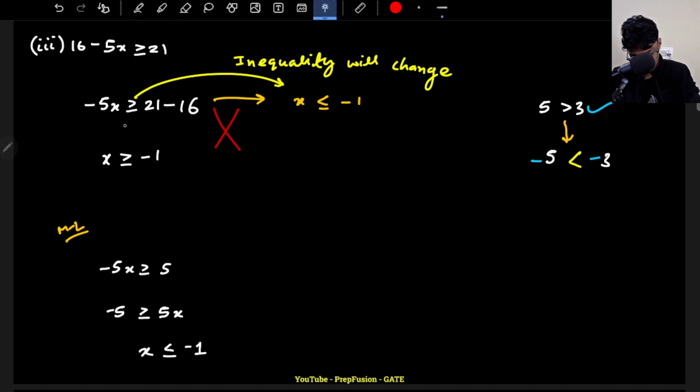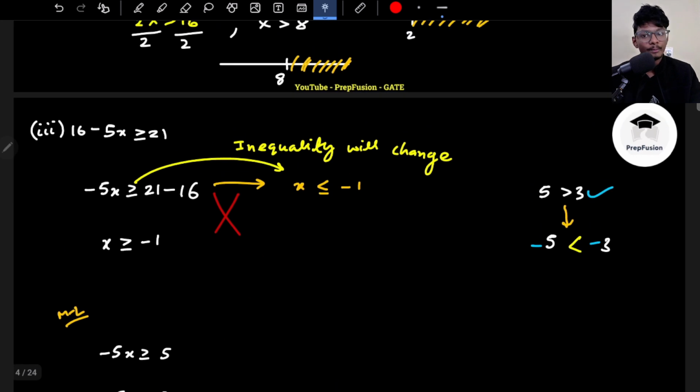So without even dividing by a negative number, I divided by a positive number only, so the inequality sign remains intact, but I got the same answer. Okay, so this is how you solve basic inequalities. We have just touched the surface level. We haven't even started the actual lecture.